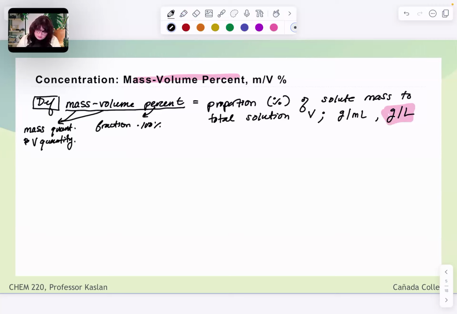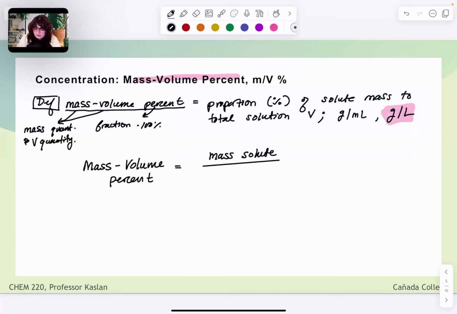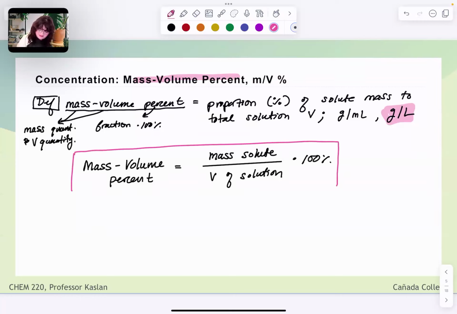So then if I want to craft a mathematical expression of this, we know that it's going to be a proportion of mass, so mass of the solute per volume of solution, and then to make it a percent, we scale it by 100. And again, this is typically in grams per liter. This is our mass volume percent unit. And there's a reason I corrected myself. We'll talk about it in just a moment.